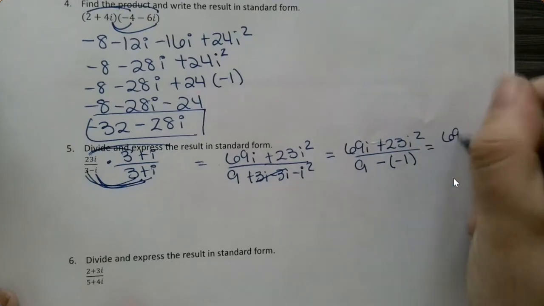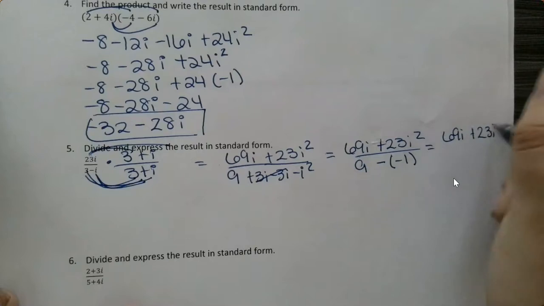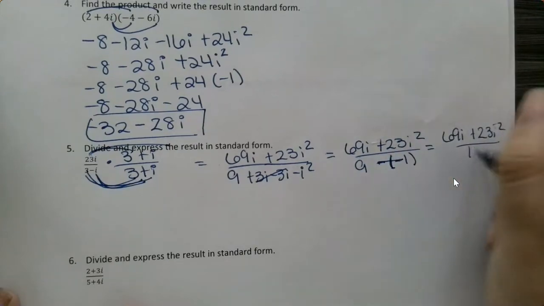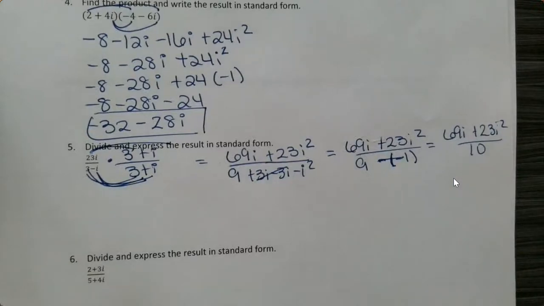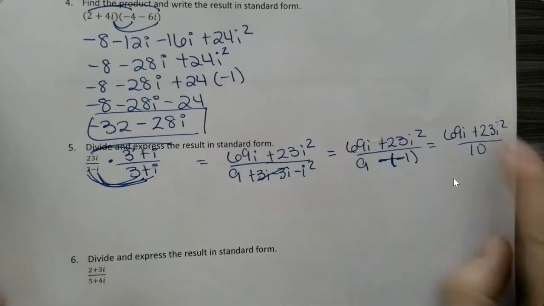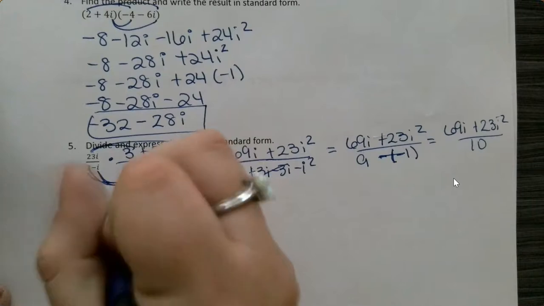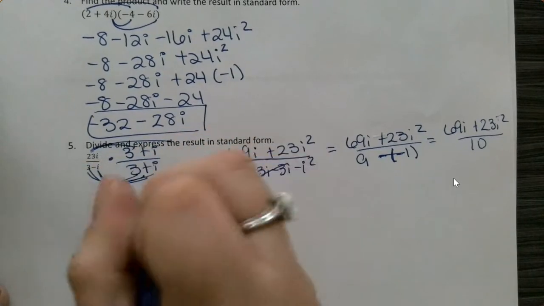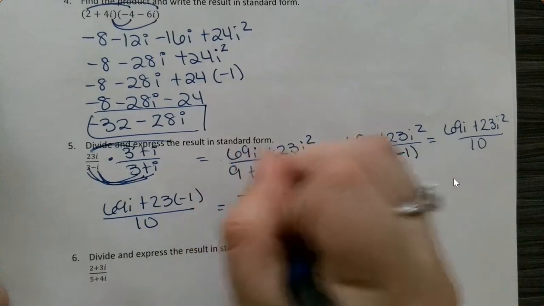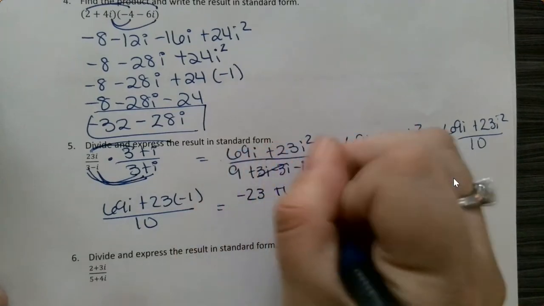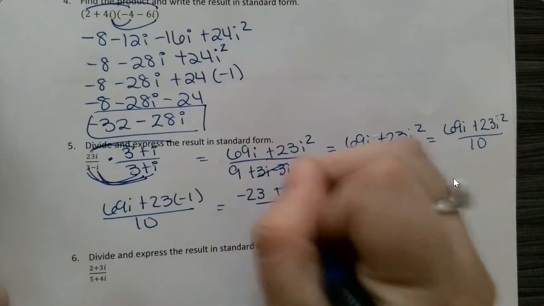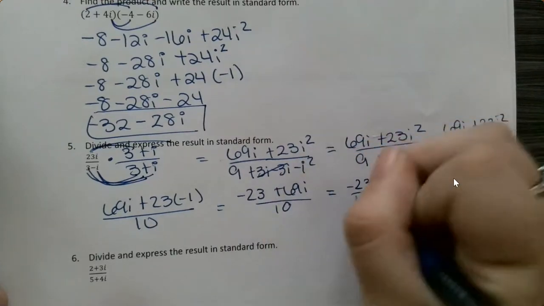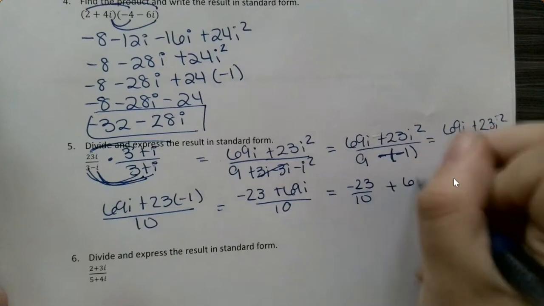So really I have 69i plus 23i squared over, double negatives make this a positive, so I have it over 10. Then I forgot, on my numerator, to take care of this i squared. So I have 69i plus 23 times negative 1 over 10. I'm going to make that negative 23, and since it's real, it moves out to the front, plus 69i over 10. Then I just want to go ahead and break this up into two fractions. So I'm going to have negative 23 over 10 plus 69 over 10i.